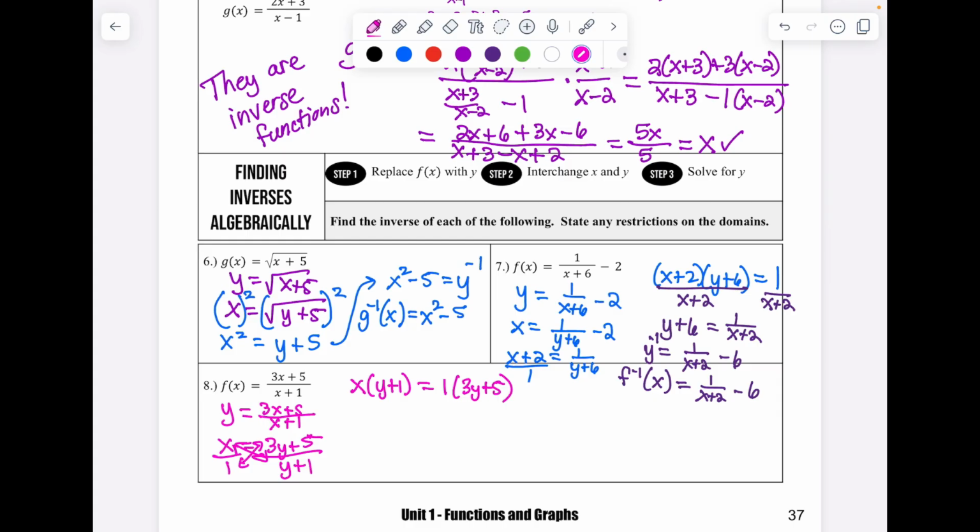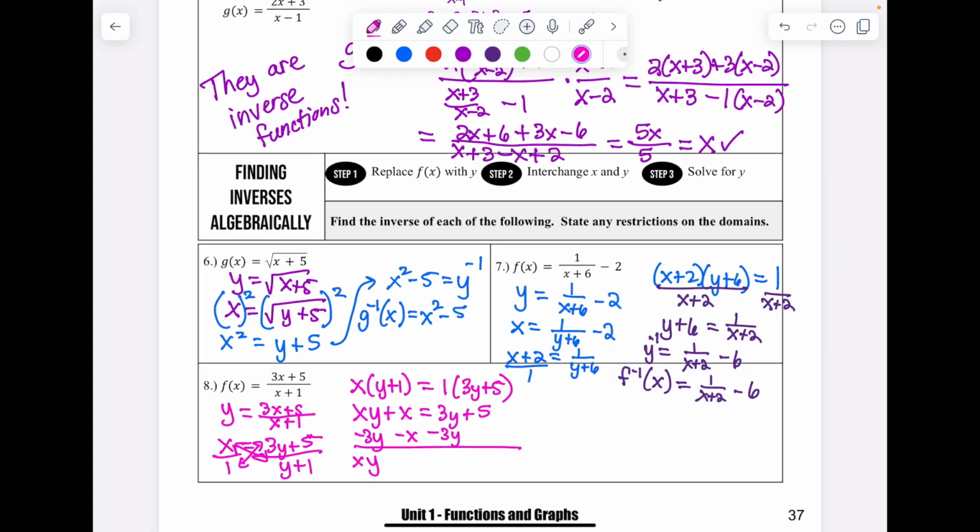We have to distribute this time because we have a y on both sides of the equal sign, and so I've got to be able to move them onto the same side with addition and subtraction, which means I need to distribute. So we get xy plus x equals the 3y plus 5. And so now I'm going to subtract the 3y to the left-hand side so that all my y terms are on the left, and I'm going to subtract that x to the right side.